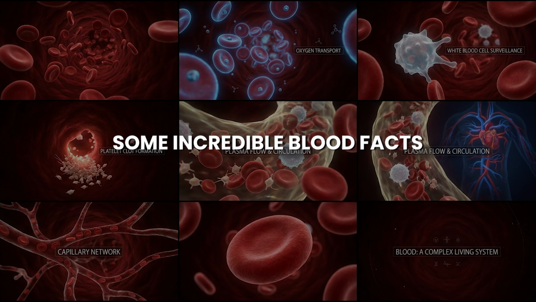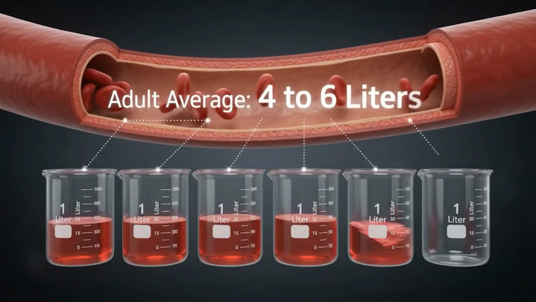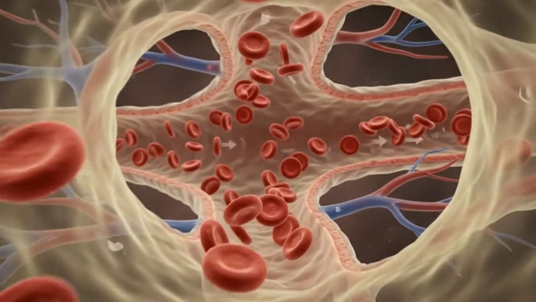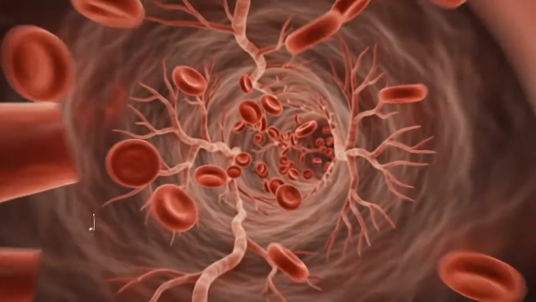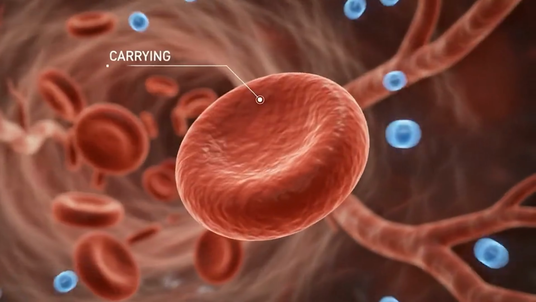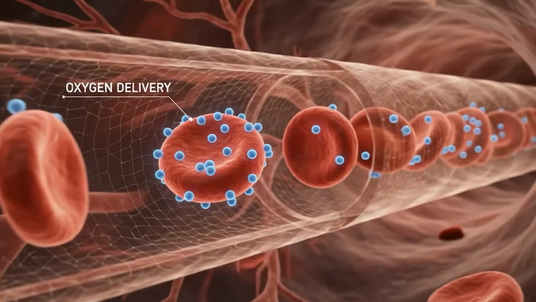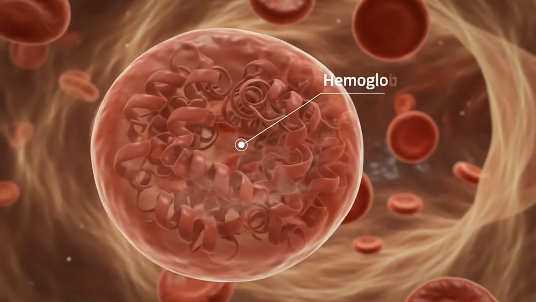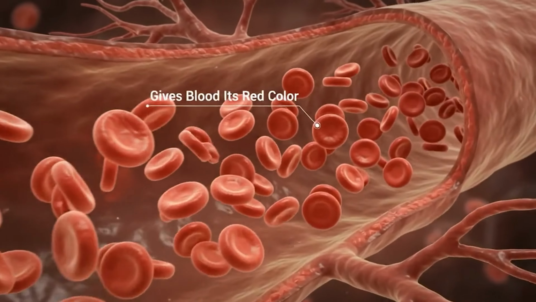Some incredible blood facts: here are a few facts that might surprise you. An average adult has roughly 4 to 6 liters of blood, although it varies with body size and other factors. Your blood is constantly moving. Your heart pumps it through a network of blood vessels that, if placed end to end, would stretch for an enormous distance. Red blood cells are specialized for one major job: carrying oxygen. They contain hemoglobin, the protein responsible for transporting oxygen and giving blood its characteristic red color.